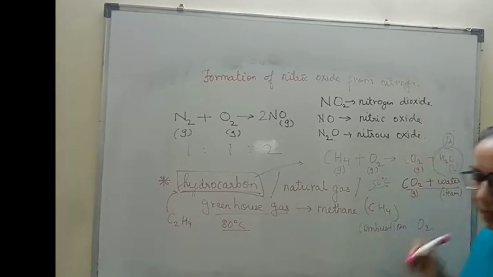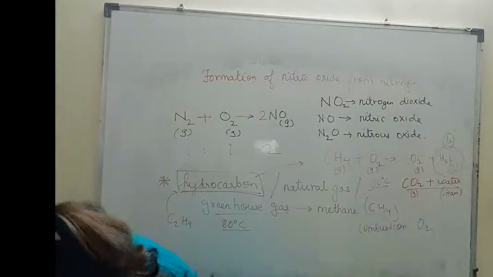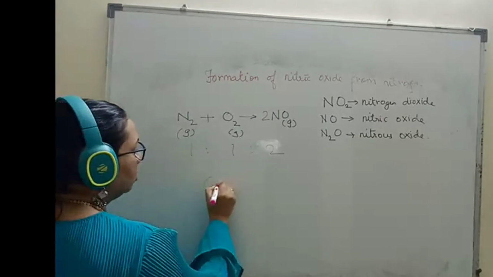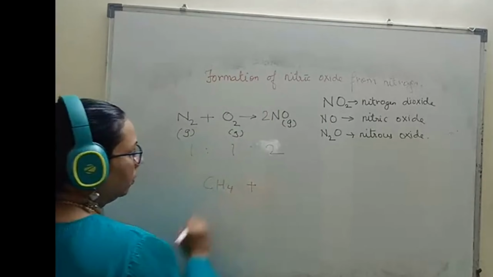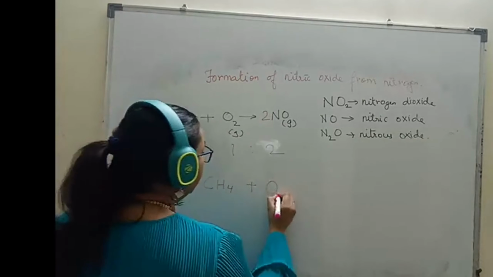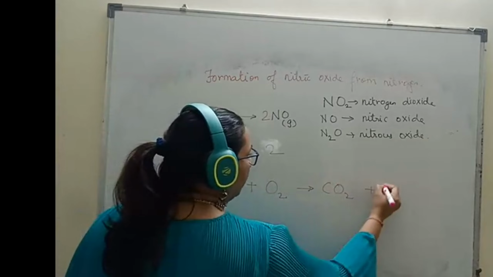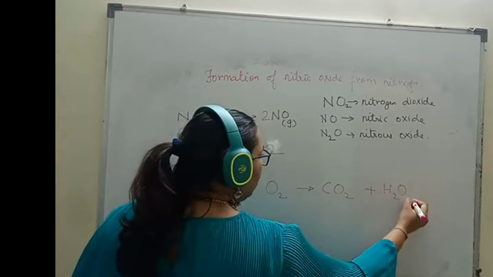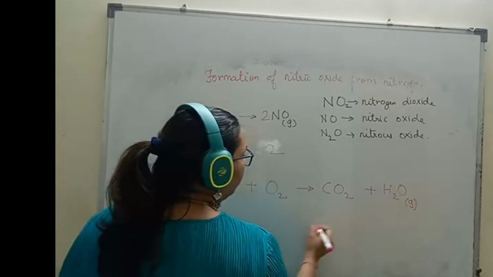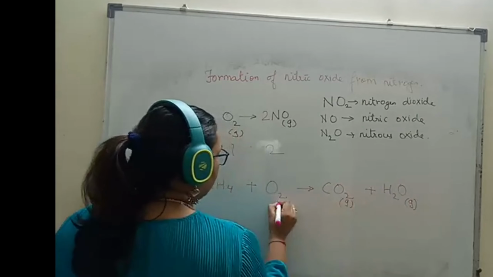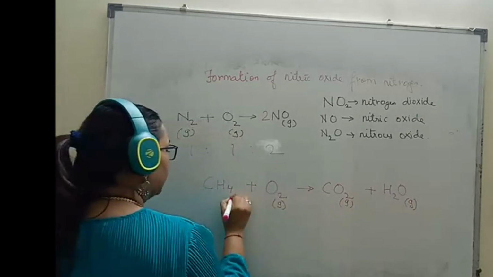Okay, now let's do the balancing of it. First, take a note of all the content I've given. Then is CH4. Okay, we are going to burn it. So oxygen, and it will give CO2 and H2O. Right now, I'm considering water coming out in the form of gas. This is also gas. Oxygen is gas and methane is also gas.